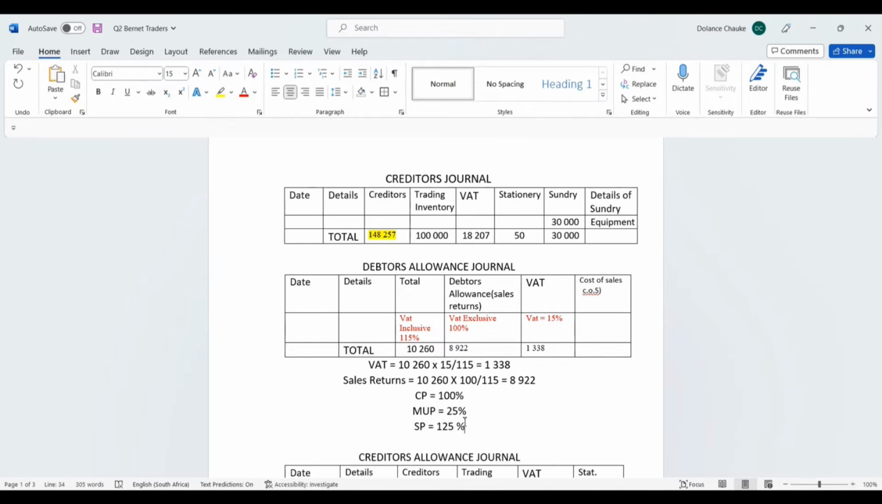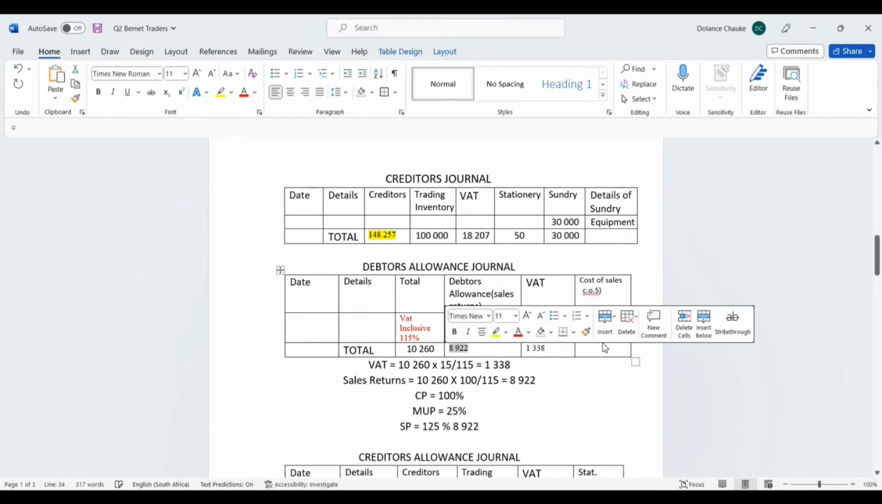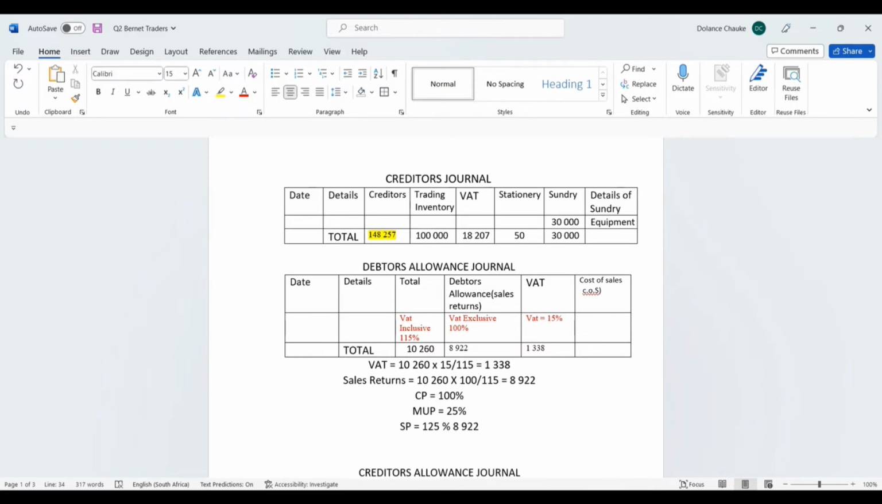Right? And then what do we have here? We have our sales returns there. We're going to utilize that amount of 8,922. It means if you got this one wrong, then your cost of sales won't be correct. Can you see that? So now let's calculate our cost of sales.